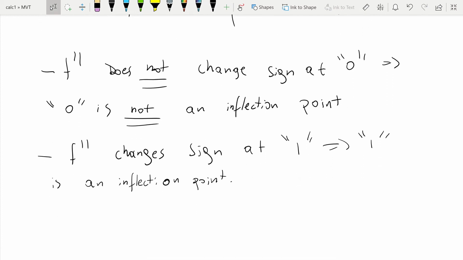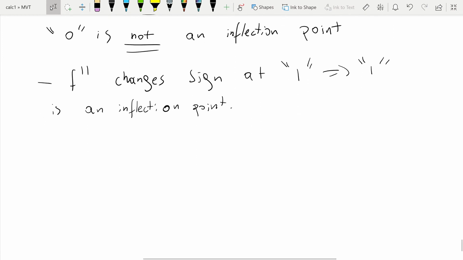Okay, just before moving on, remember as a note that a point of inflection does not need to correspond to a point where f double prime is equal to 0 necessarily. An inflection point can also occur at a point where the second derivative does not exist, or is not defined.